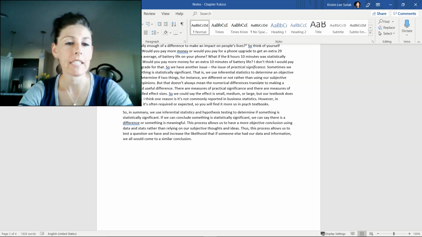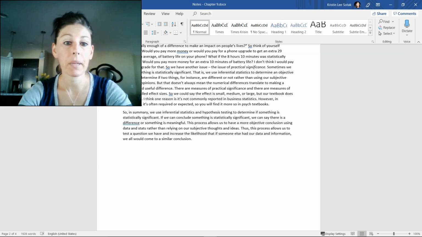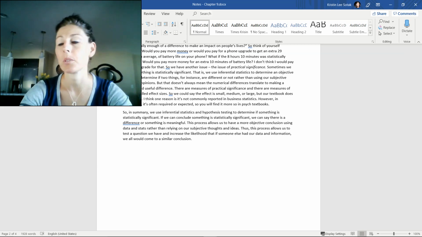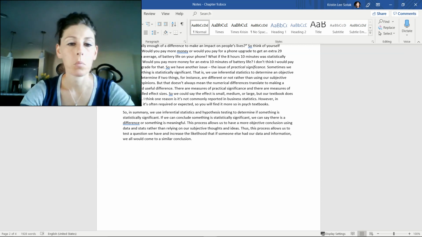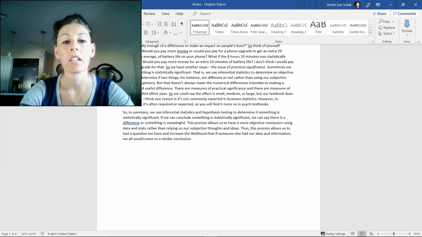Our textbook does not teach it. I think one reason is reporting effect size is not that common in business. It's starting to gain traction. It's a big thing in psychology. It's required. It's expected to be reported with results, so you find it more in psych books. We're not going to touch on it, but I do want you to be aware of it.